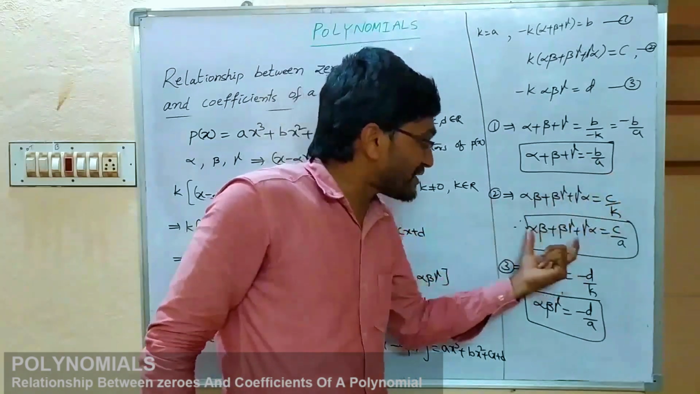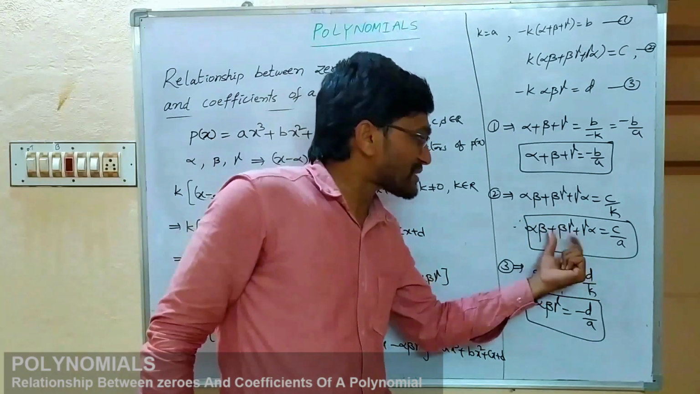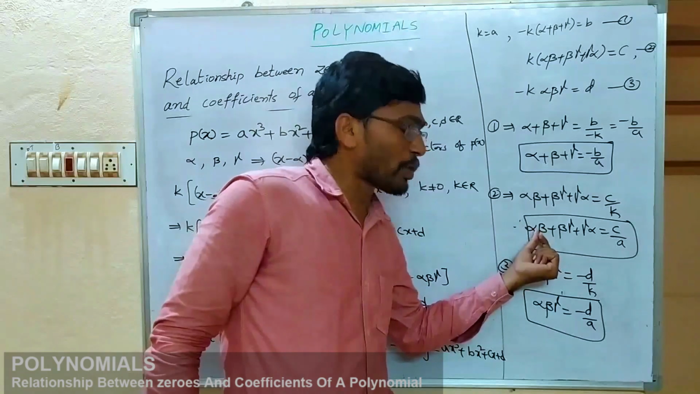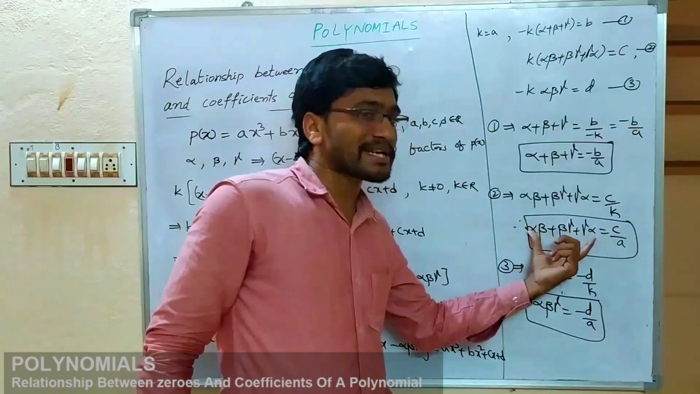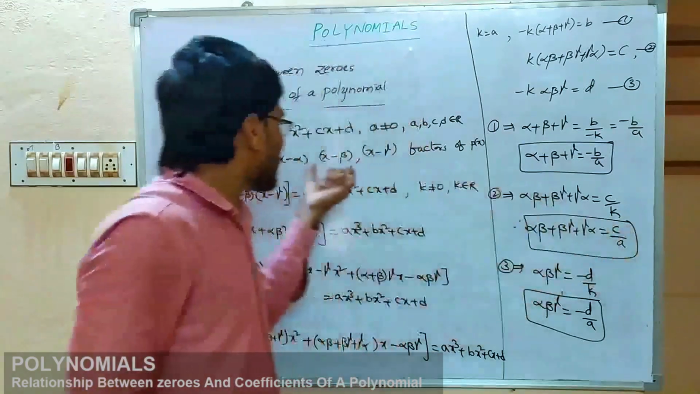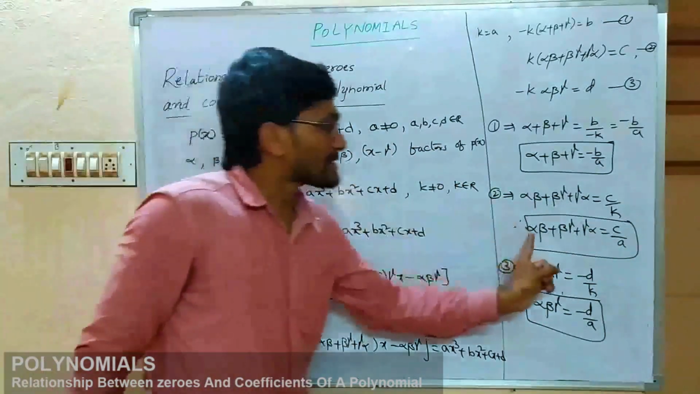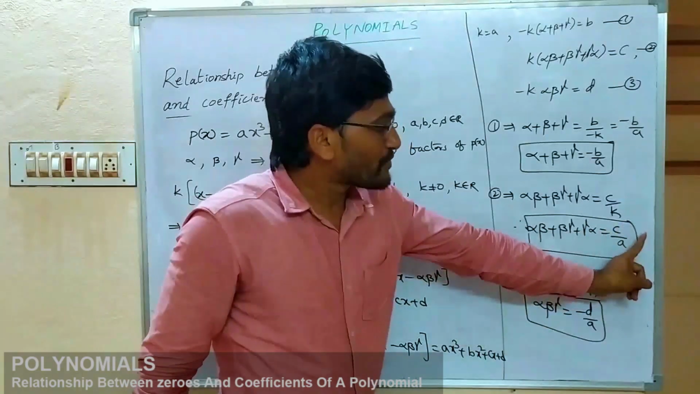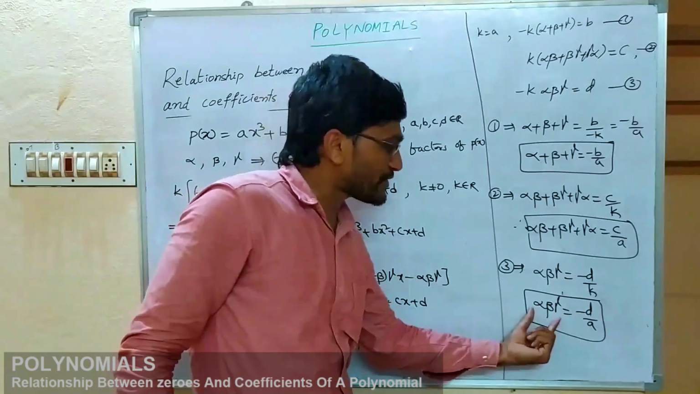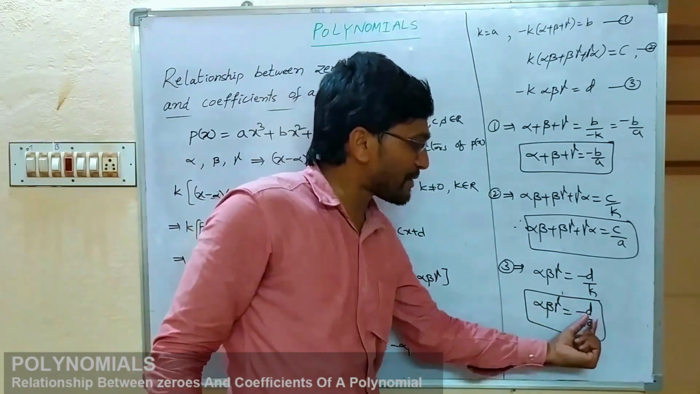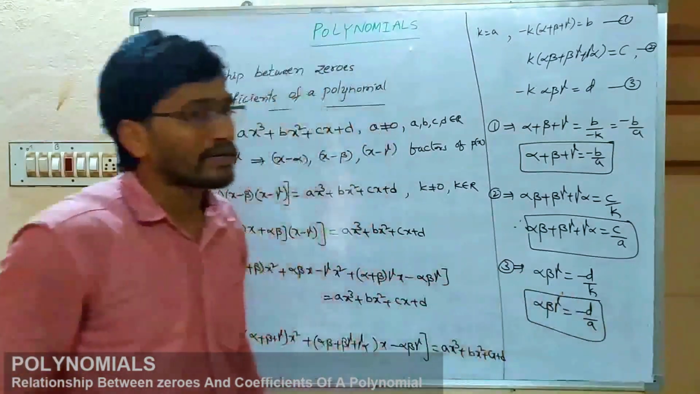And this one, how can we read this one? Alpha beta plus beta gamma plus gamma alpha: plus means sum, alpha into beta means product, so it is the sum of products of zeros taken two at a time. Sum of products of zeros taken two at a time is equal to c, which is the coefficient of x, by a, the coefficient of x cube. And this one is the product of the zeros. Product of the zeros of the cubic polynomial is equal to minus d by a, where d is the constant term: minus constant term by coefficient of x cube.